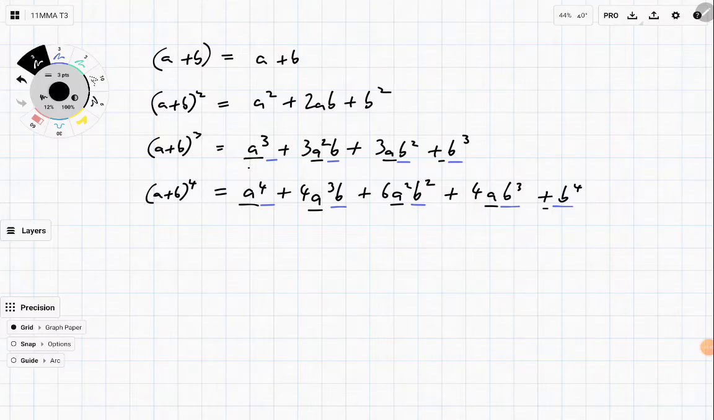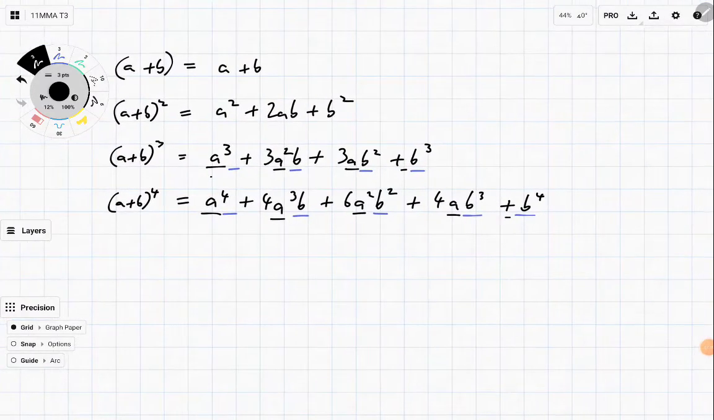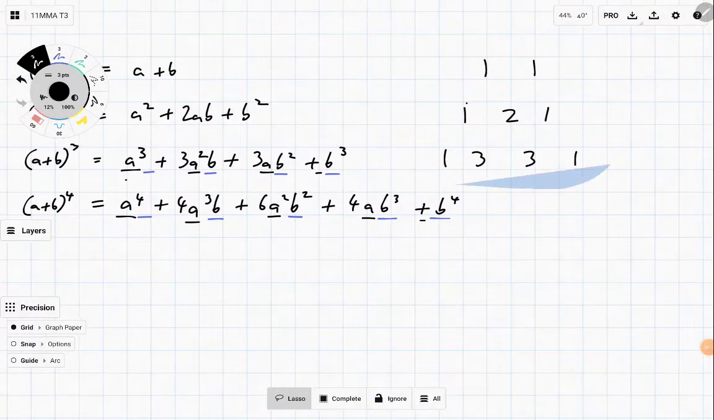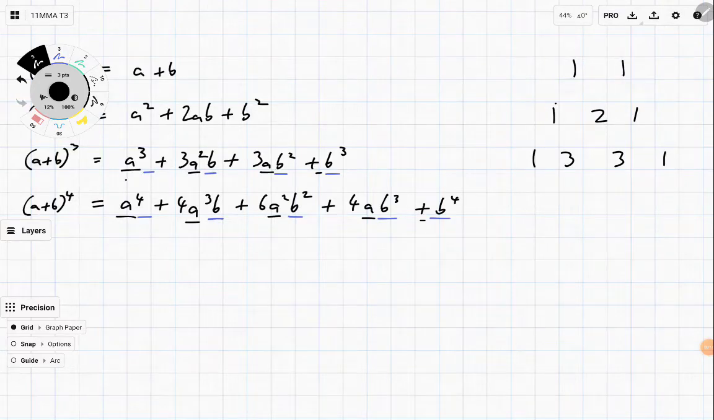So then we go, okay, well that's great and all, but that's not going to help me expand the brackets if I don't know what the coefficients are. Well, this is where we can look at the coefficients. The coefficients here are 1 and 1. The coefficients here are 1, 2, 1. The coefficients here are 1, 3, 3, 1. And the coefficients here are 1, 4, 6, 4, 1. Let me move things over a little bit. 1, 4, 6, 4, 1.